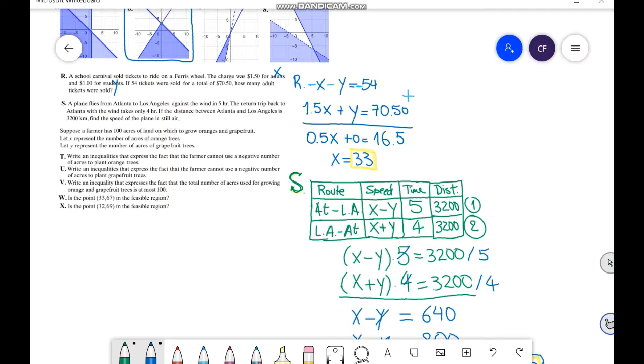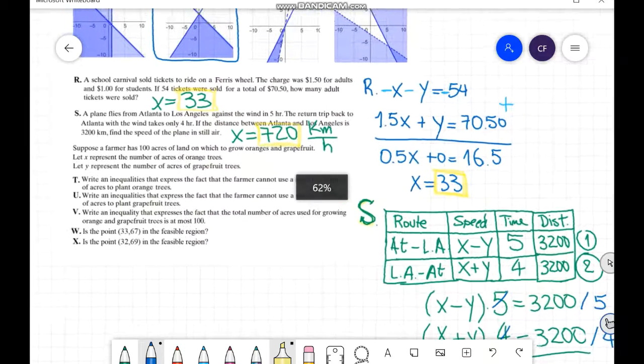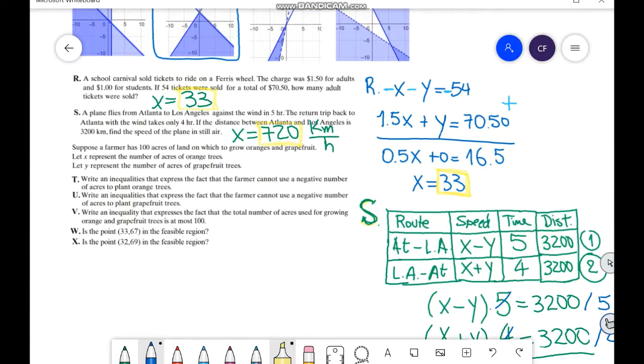Again, for R, the answer is x equals 33. For S, the answer is 720 kilometers per hour. And now, can I move on to the next one, the last problem?